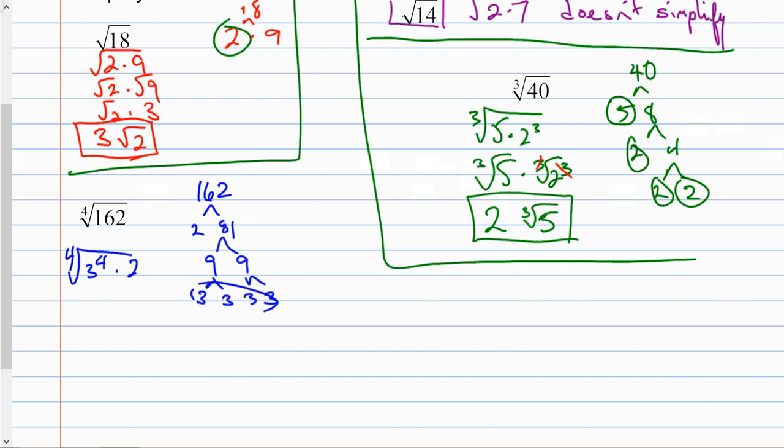times my lonely 2. And so when I break up my radical, it's the fourth root of 3 to the fourth times the fourth root of 2. This fourth root of 3 to the fourth simplifies to a 3. And then I keep my fourth root of 2. And that right there would be my end result, my simplified answer.